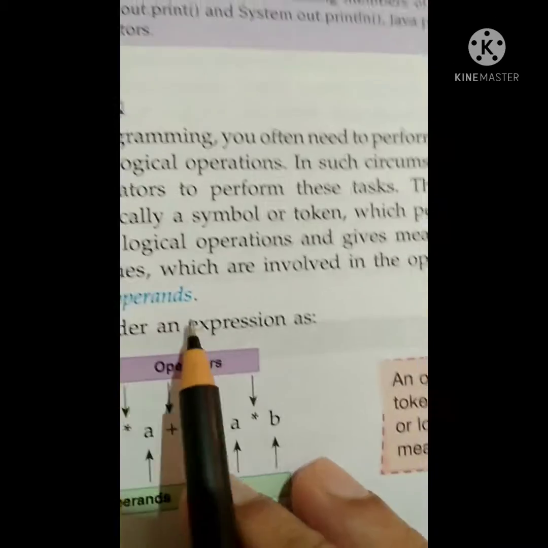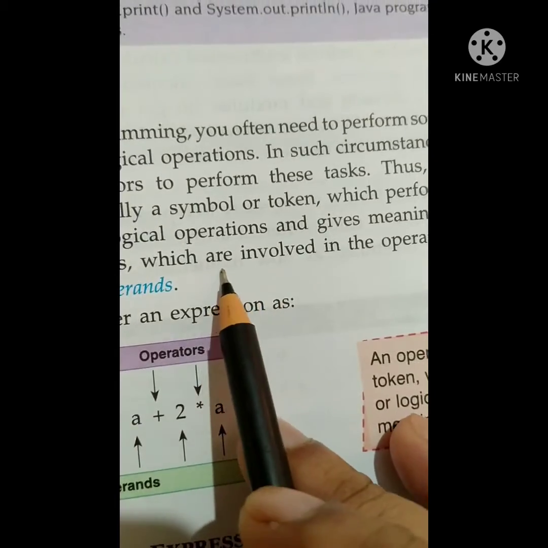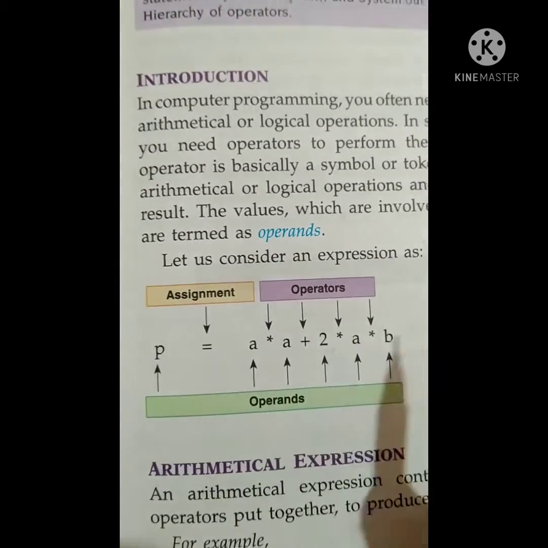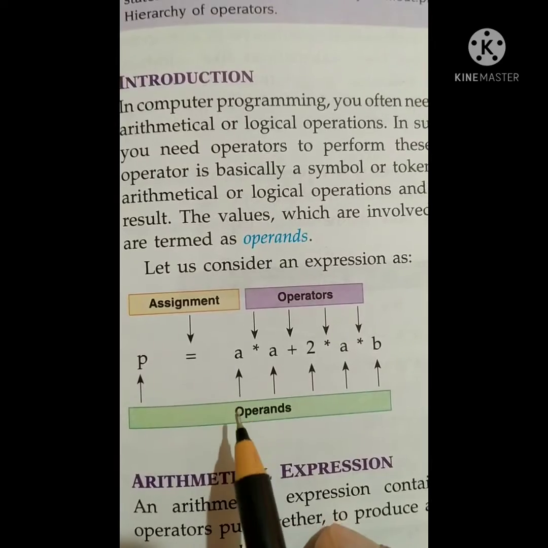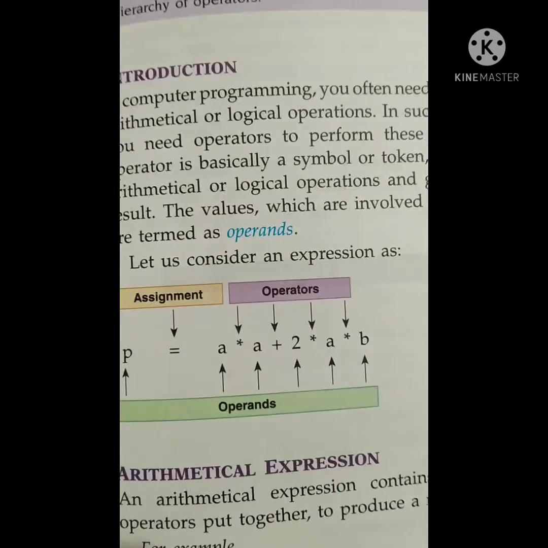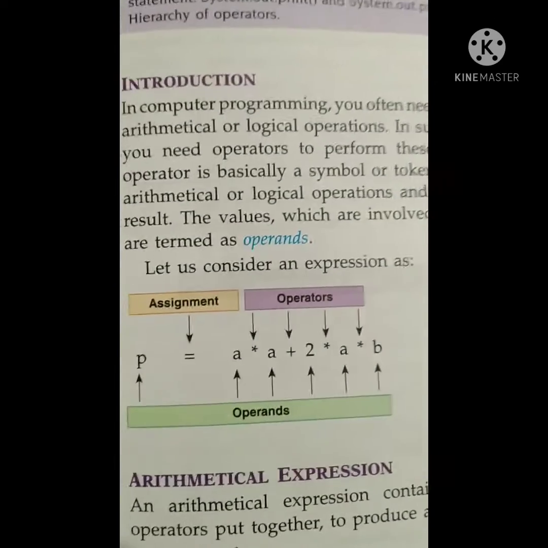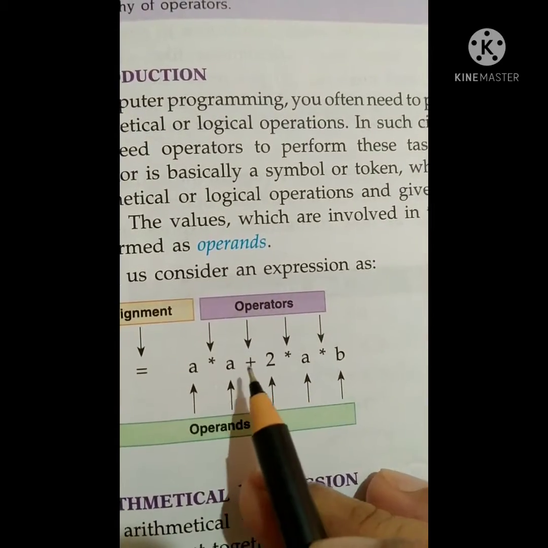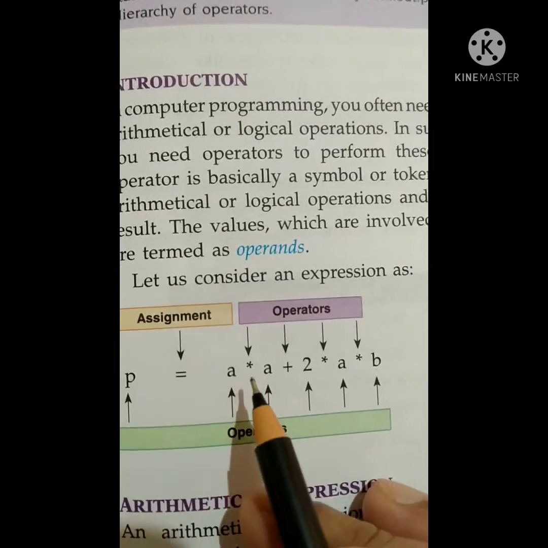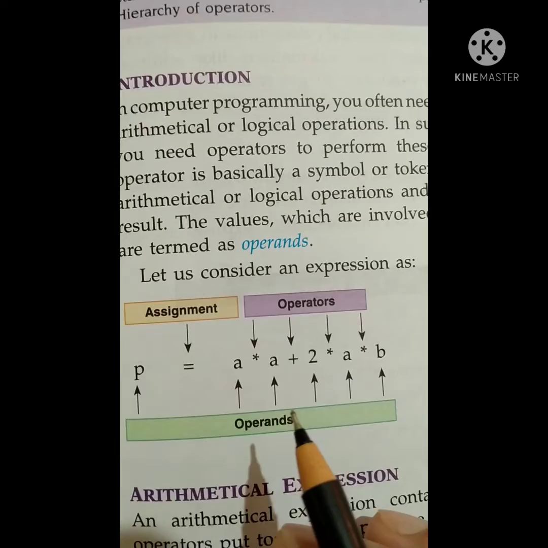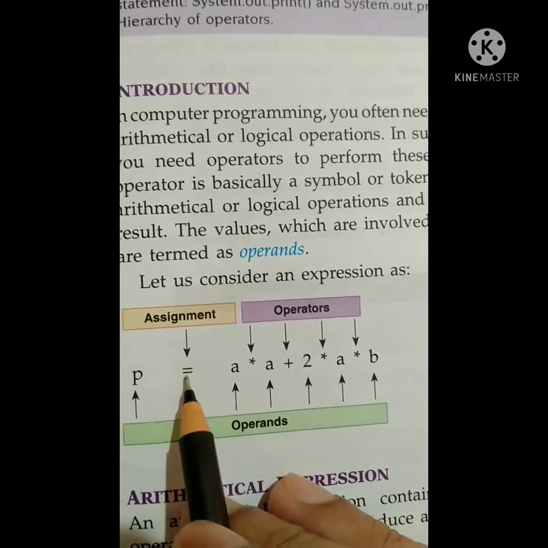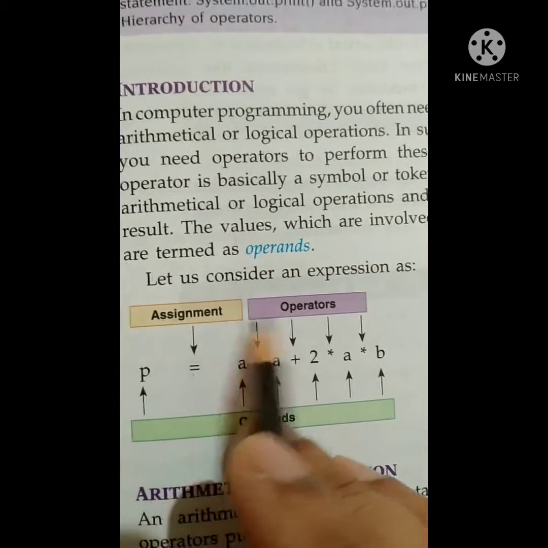chapter. Here, operand, what is this? Those which are involved in the operation are termed as operands. We have operands like P, A, B. These are the operands, okay. And we have operators here, into, plus, into. These are the operators, okay. With the help of operators, operands give the desired output in the variable. And the equal sign is called an assignment in Java programming, okay.